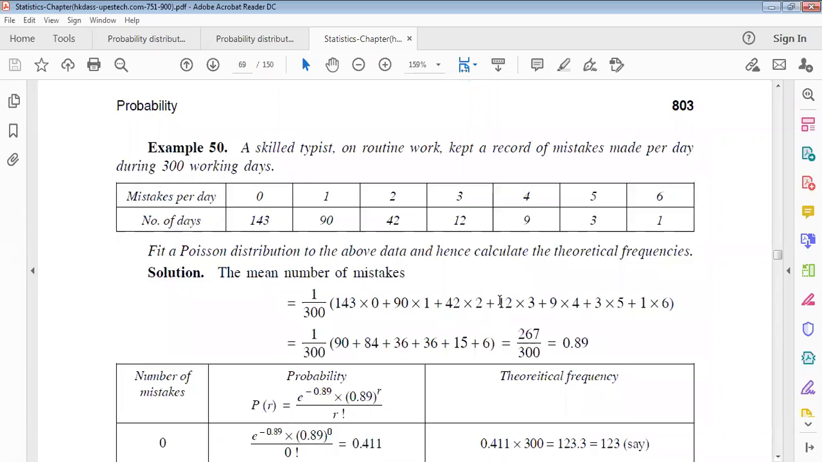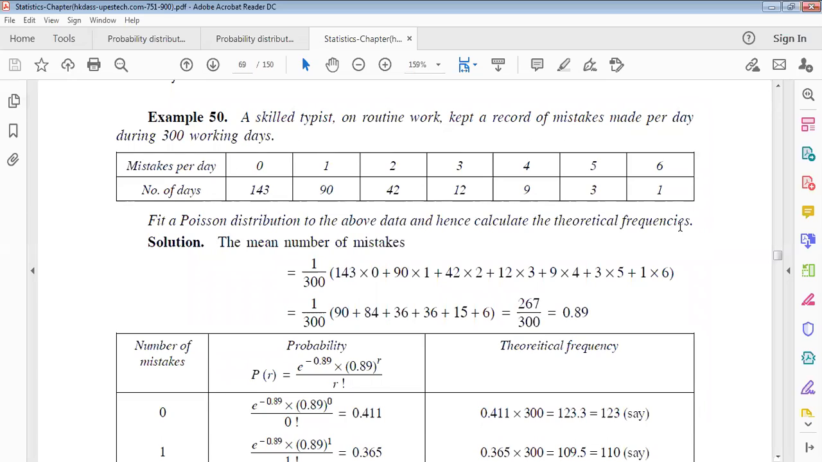Now a very important example for you, example 50. A skilled typist, on routine work, kept a record of mistakes made per day during 300 working days. Mistakes per day are 0, 1, 2, 3 up to 6 per day, and the number of days are given in the second row. Fit a Poisson distribution to the above data and hence calculate the theoretical frequencies.